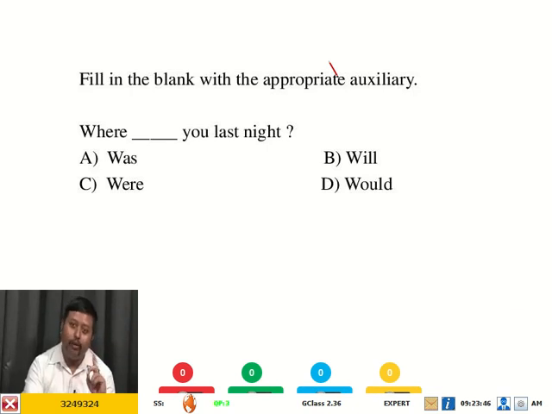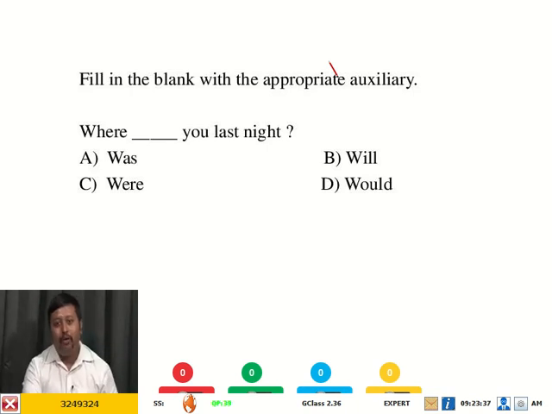When you use a WH word and a helping verb, at times you can identify the helping verb by the subject. The subject here is you, which is second person, and for second person we can use only one option: were. So the right answer here is were.